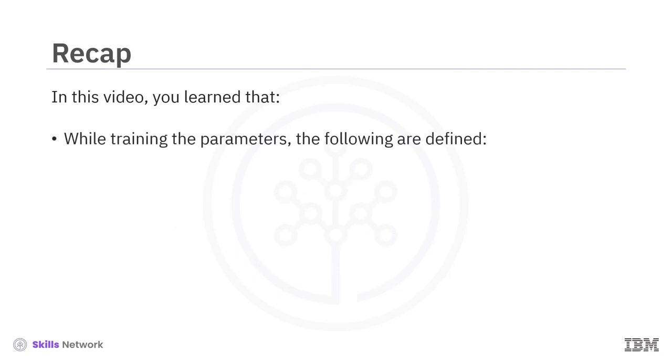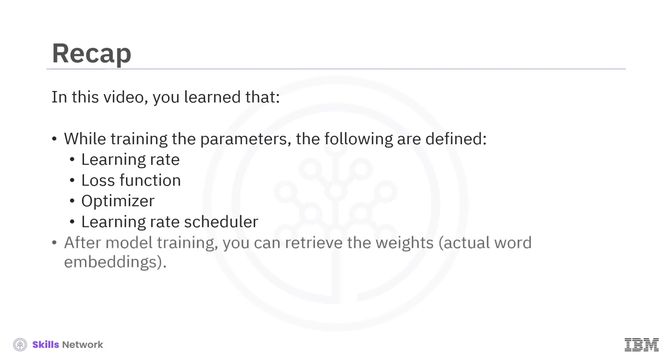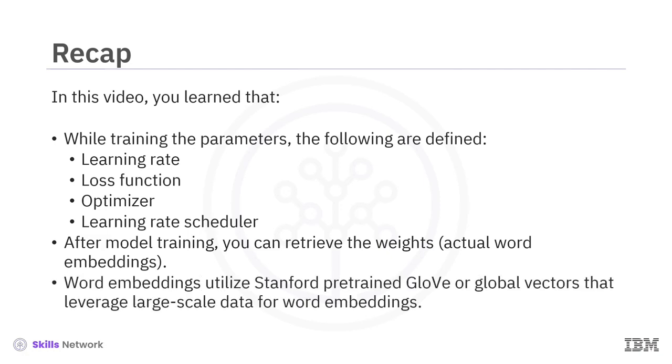While training the parameters, you define the learning rate, loss function, optimizer, and learning rate scheduler. Once the model is trained, you can retrieve the weights, which are the actual word embeddings. Word embeddings utilize Stanford's pre-trained GloVe, or global vectors, that leverage large-scale data for word embeddings.